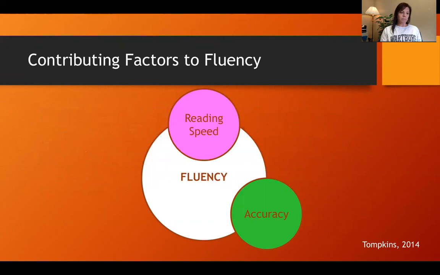The next contributing factor is speed. Fluent readers read at least 100 words per minute. Most students reach this 100 words a minute by 3rd grade, and the reading speed continues to increase with 8th grade students reading approximately 150 words per minute and adults reading 250 words a minute or more.